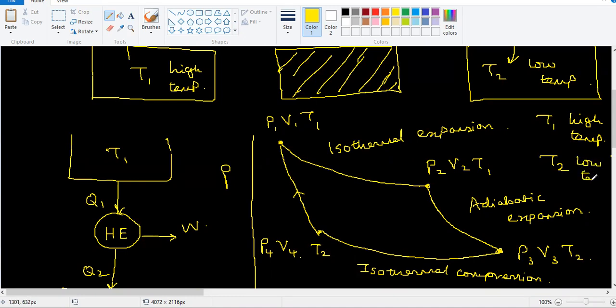So T2 is low temperature. These things are kind of understood in the diagram, but since you are new to this, you should understand this is higher temperature, this is lower temperature. So this entire thing is T1, this entire thing is T2. So this is adiabatic compression.